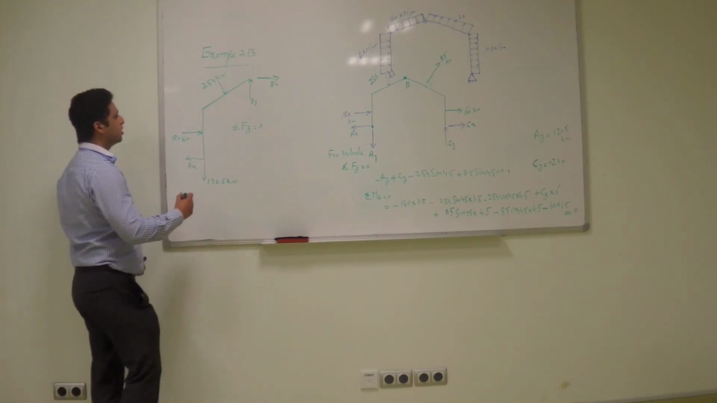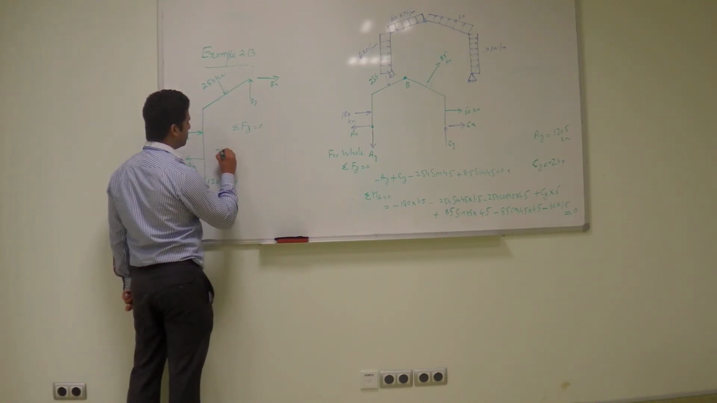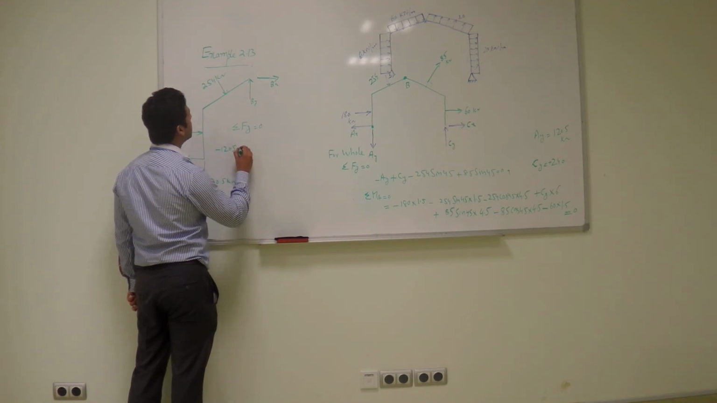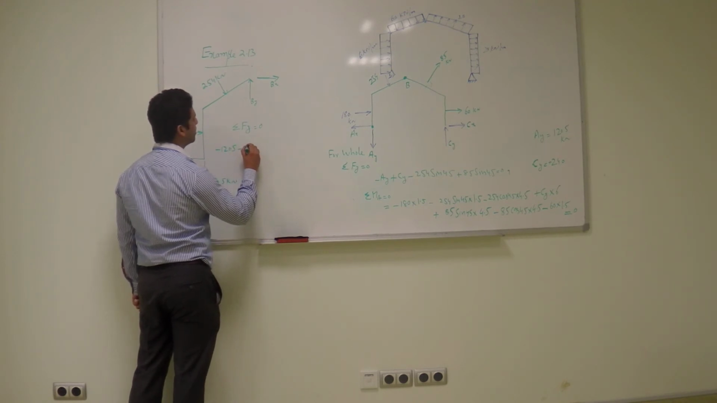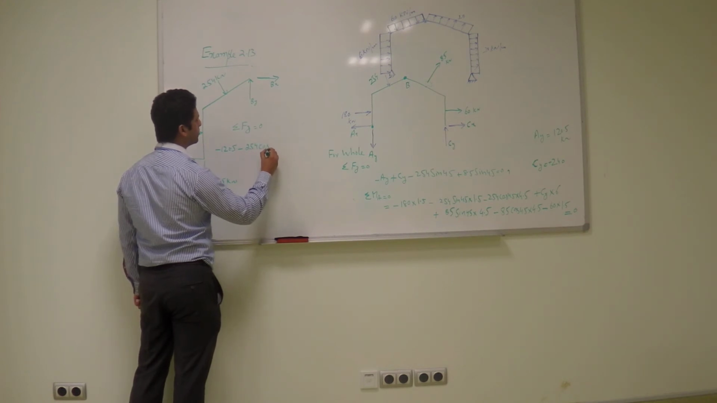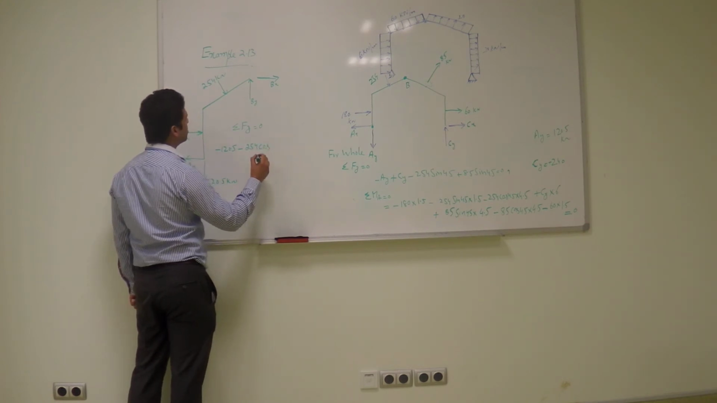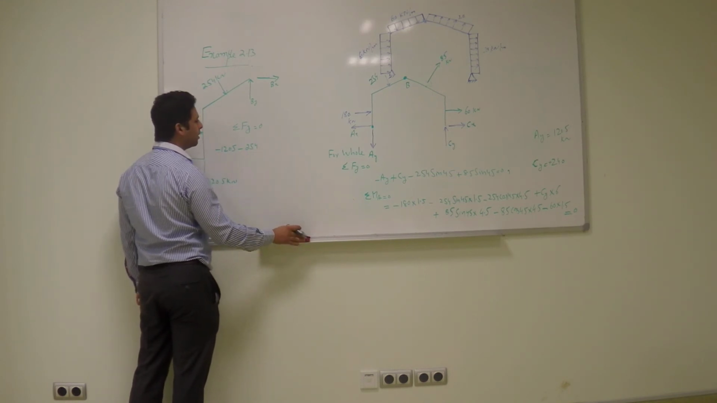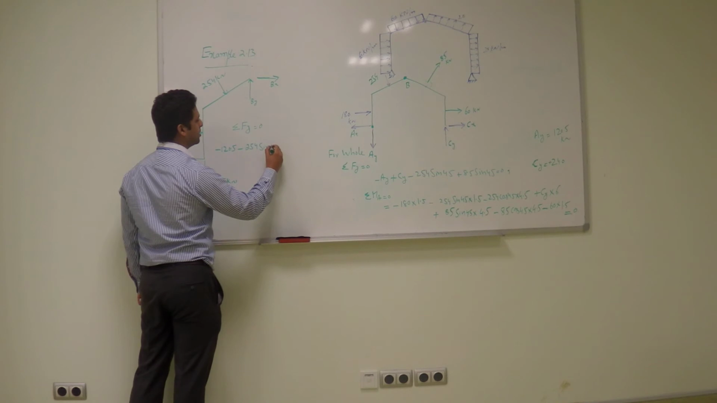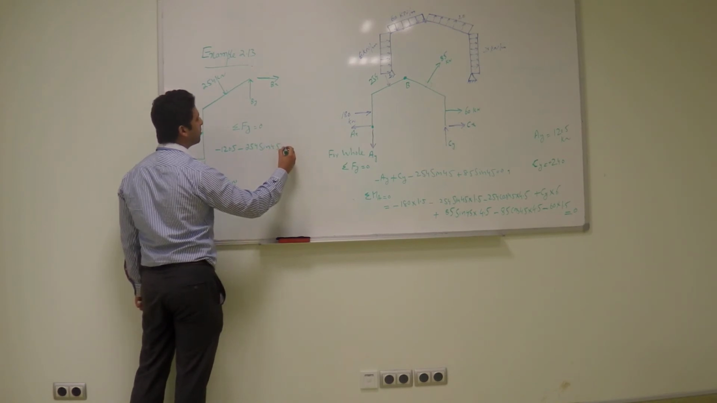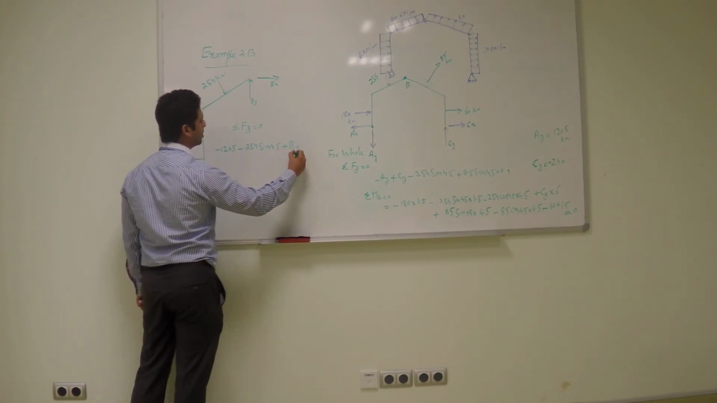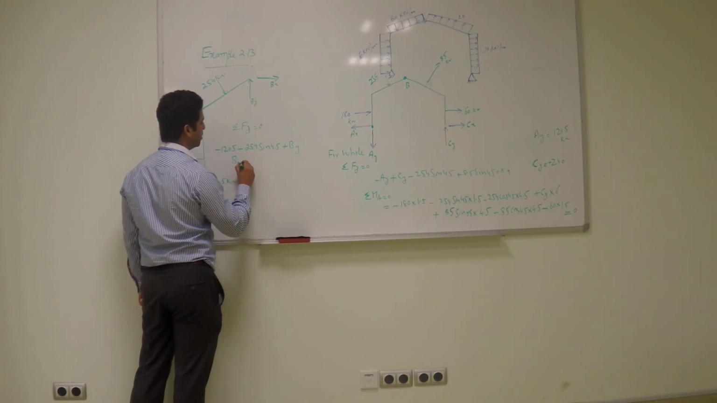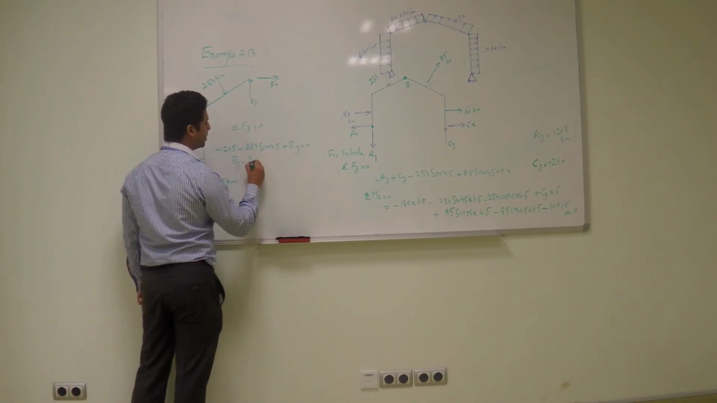So minus 120.5 minus 254 cosine of theta, the answer is the same, plus BY will equal to 0. BY is 300.